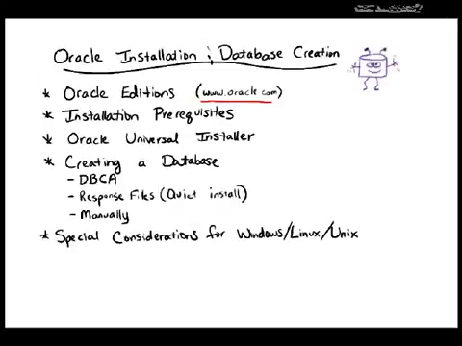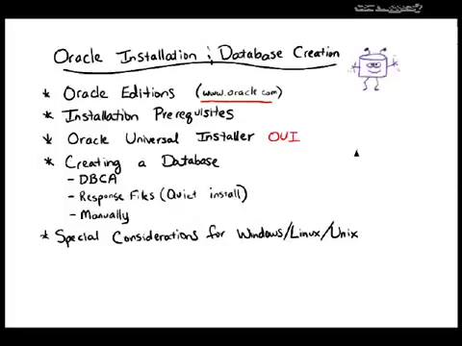Then we'll discuss the installation prerequisites. Now, of course, you will need a machine to run Oracle off of, but in addition to that, you'll need to know how much memory to use and how much disk space you'll need. Then we'll discuss the Oracle Universal Installer. This is otherwise known as the OUI. Okay, this is a graphical or a command line tool that helps you install the software.